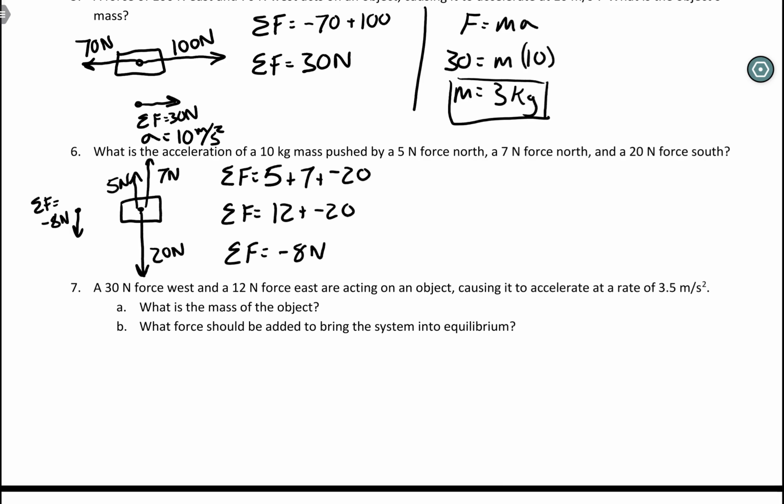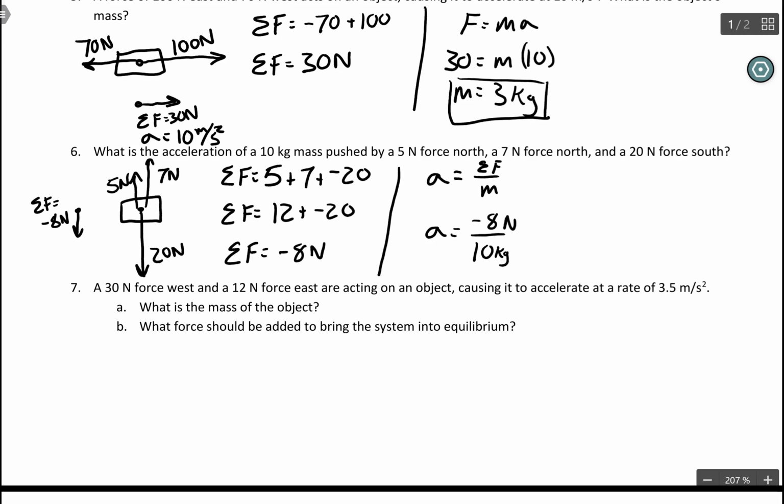And they're asking for the acceleration. Remember, the mass is 10 kilograms, so we could do Newton's second law. The acceleration is equal to the net force divided by the mass. The net force we calculated, negative 8 newtons, divided by the mass, 10 kilograms. Yes, we can make the net force negative in this equation too. That gives us a negative number, negative 0.8 meters per second squared.